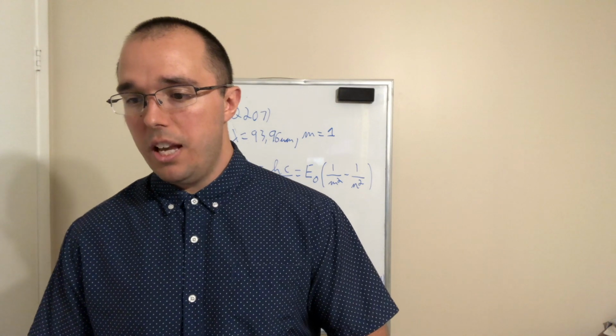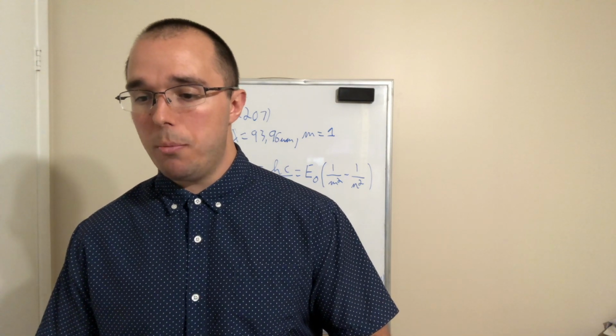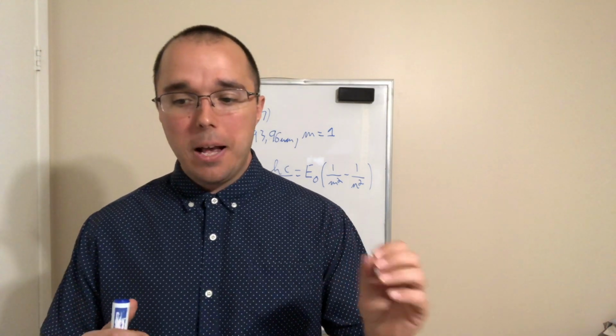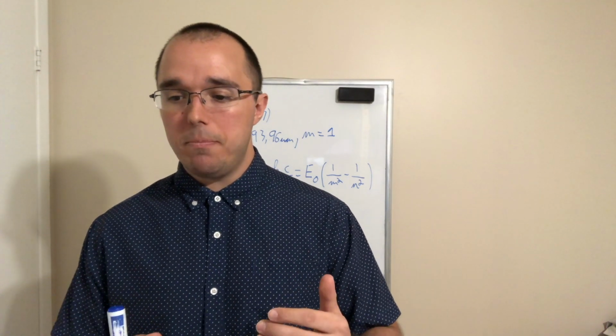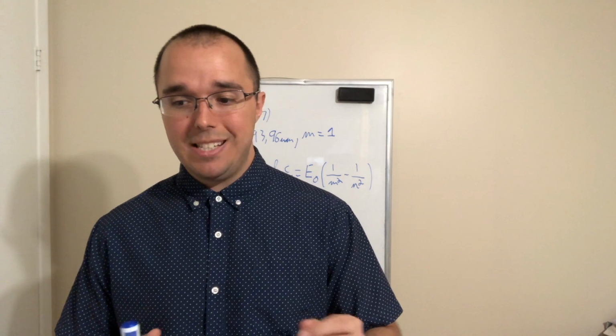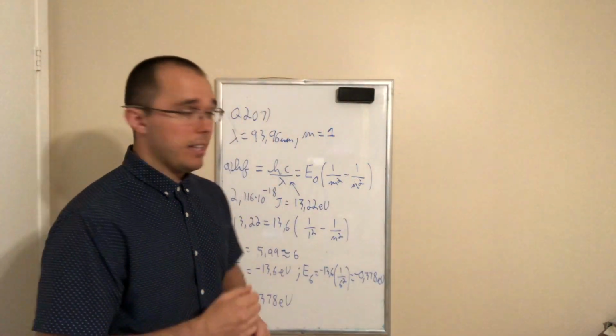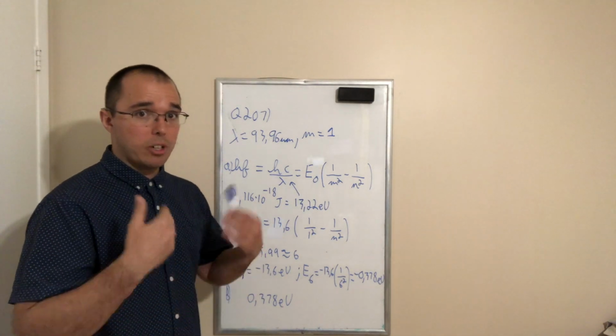Question 207. If a hydrogen atom in the ground state absorbs a 93.96 nanometer photon, A, how does this affect the atom's energy? And B, how much energy is needed to ionize the atom when it is in this excited state? Let's write down the relevant pieces of information that we are given.